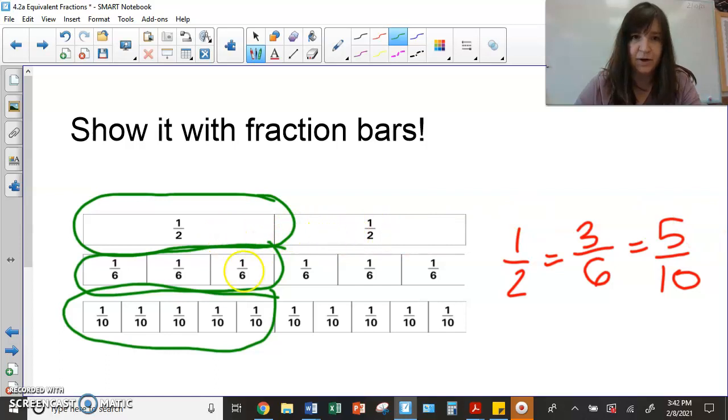So half of this bar, half of this bar, half of this bar. Because 3 is half of 6 and 5 is half of 10, these fractions are equal to 1/2, and I show that right here. Let's show it a different way.